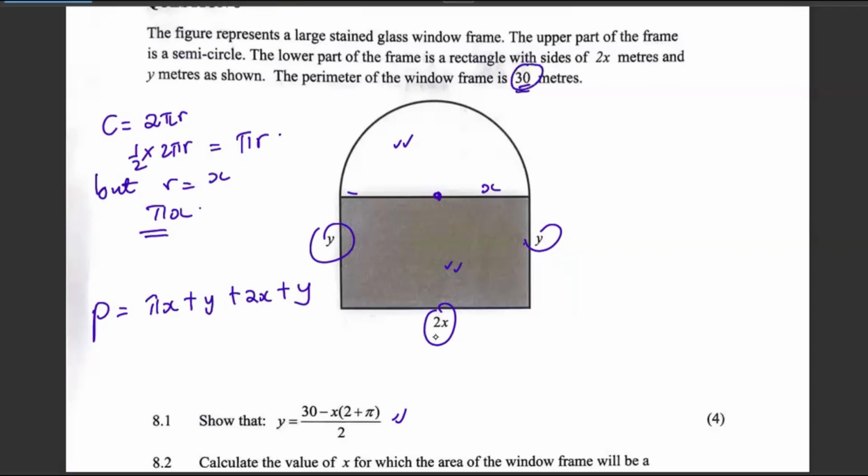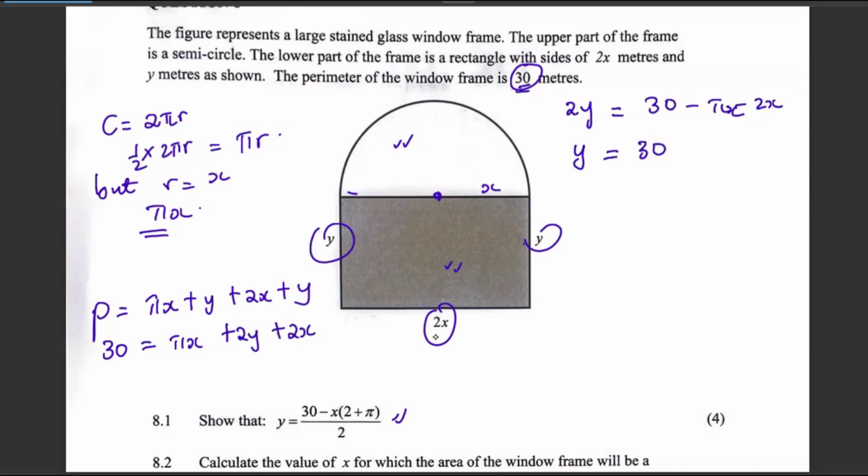They told us the perimeter is 30. So 30 is equal to pi x plus 2y plus 2x. They want us to make y the subject. So 2y is equivalent to 30 minus pi x minus 2x. Let's take out the negative x. So y is going to be 30 minus x times (2 plus pi), then I'm going to divide this by 2. So that is what the question technically wanted.